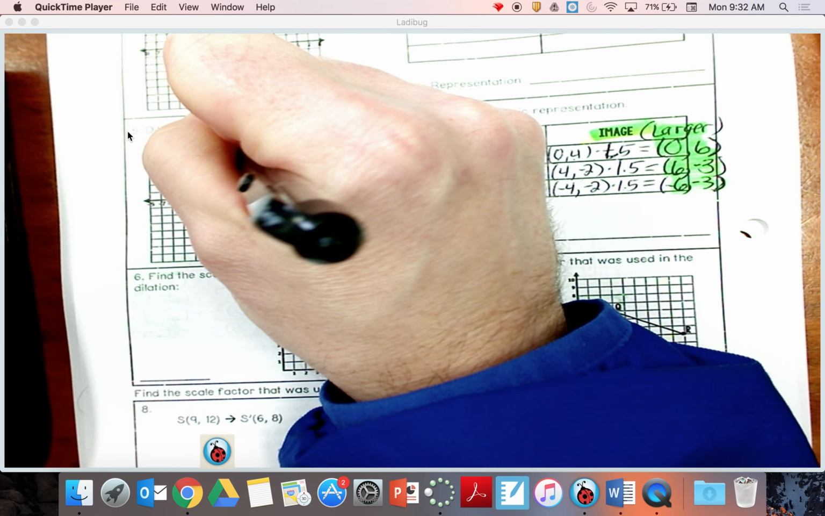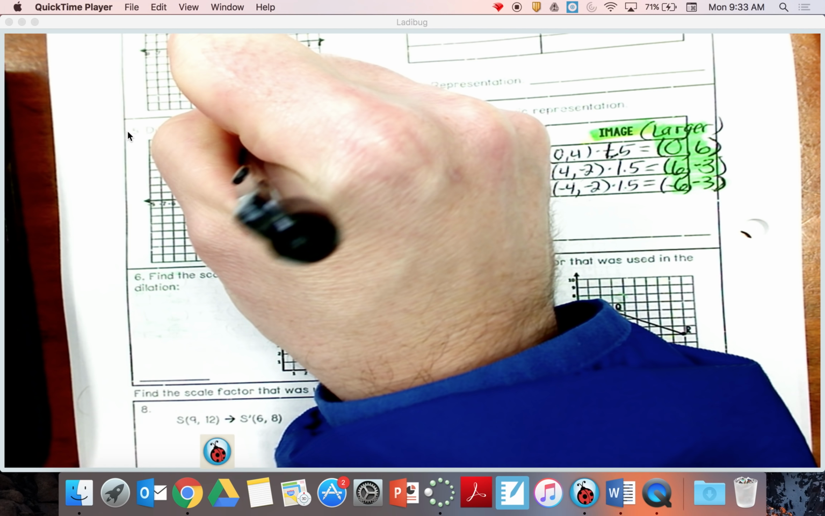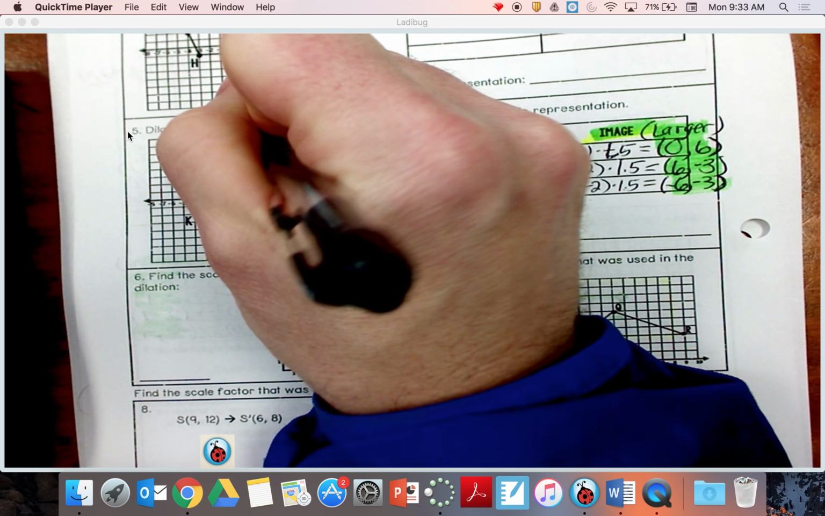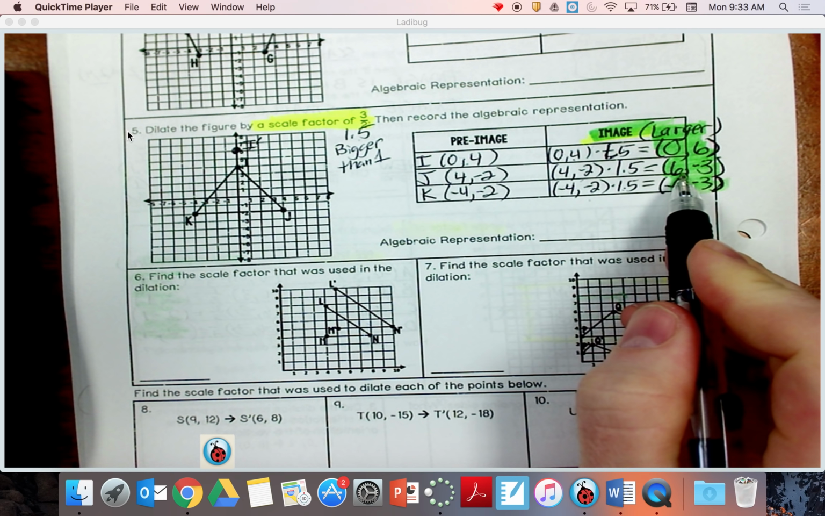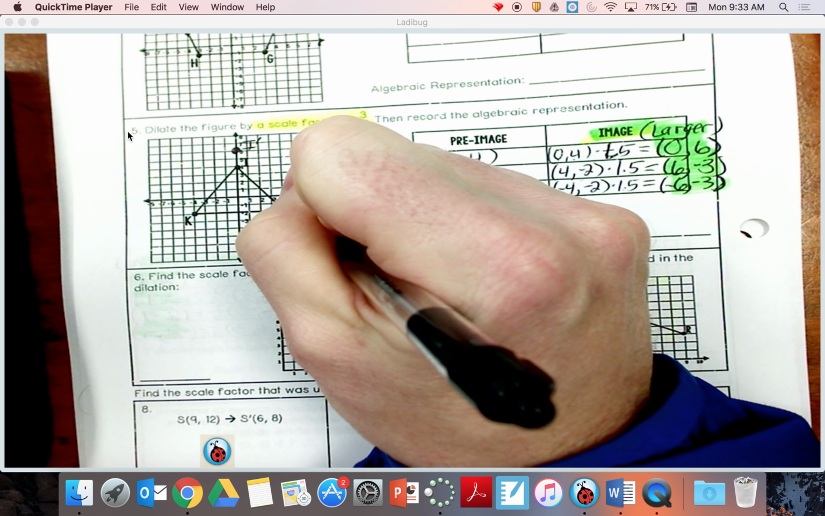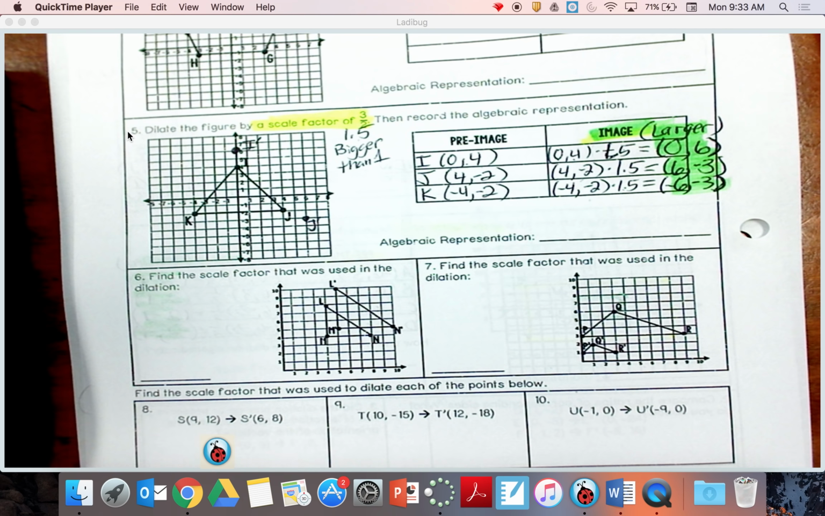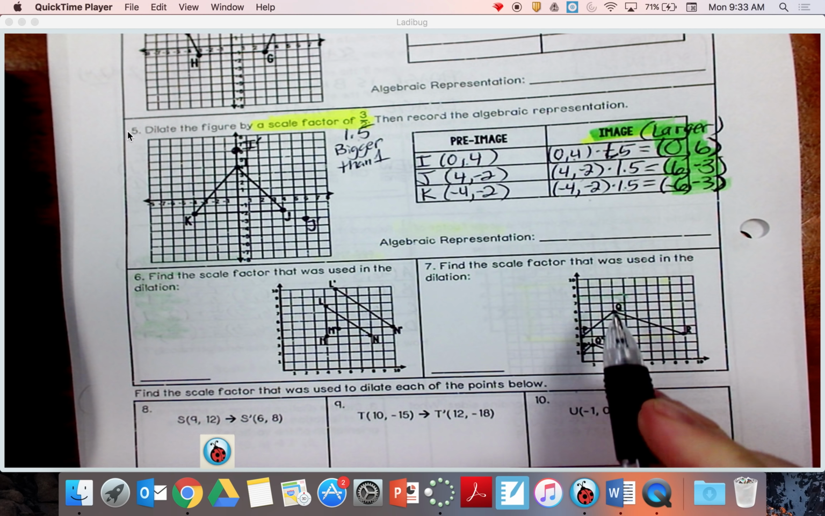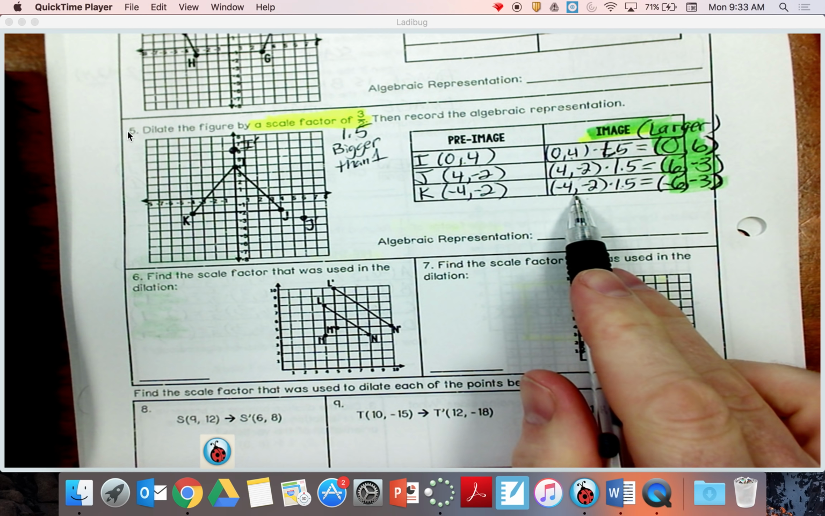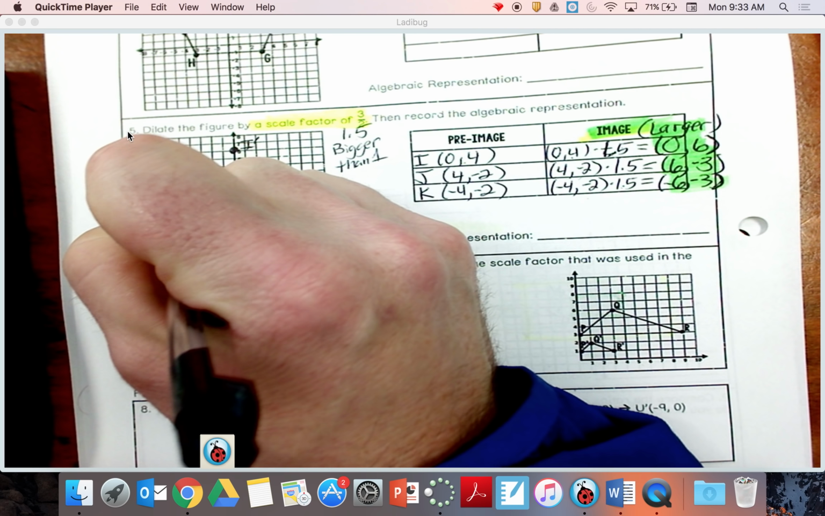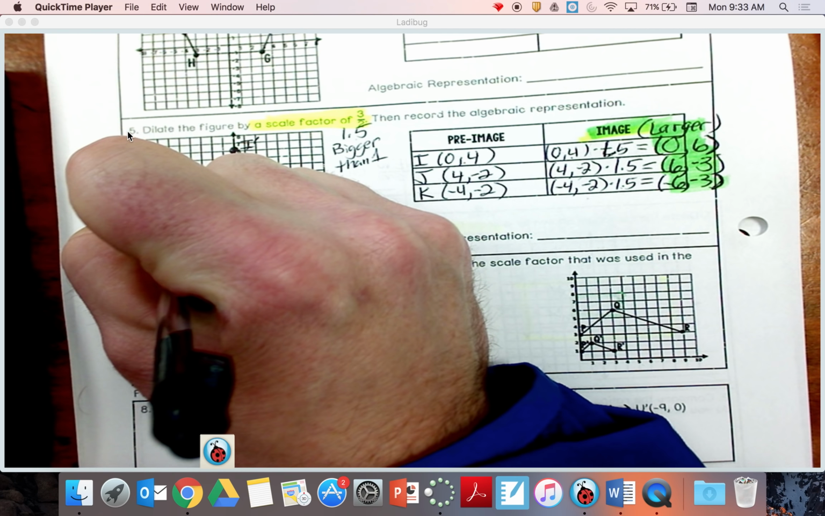So I put my first point here at 0, 6. That's I prime. 6, -3. J prime. And then my last one here was at 6, -6, -3. That's K prime. That's right here.